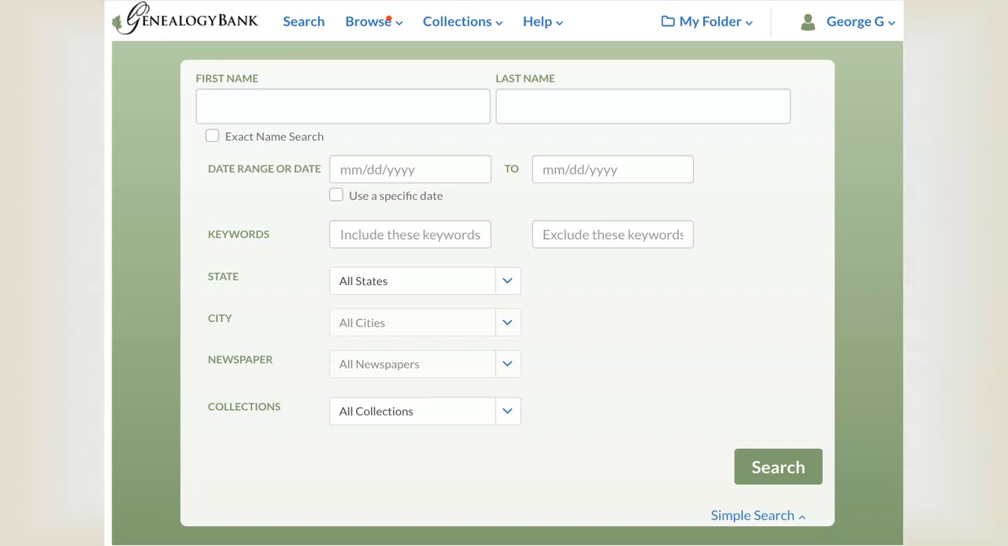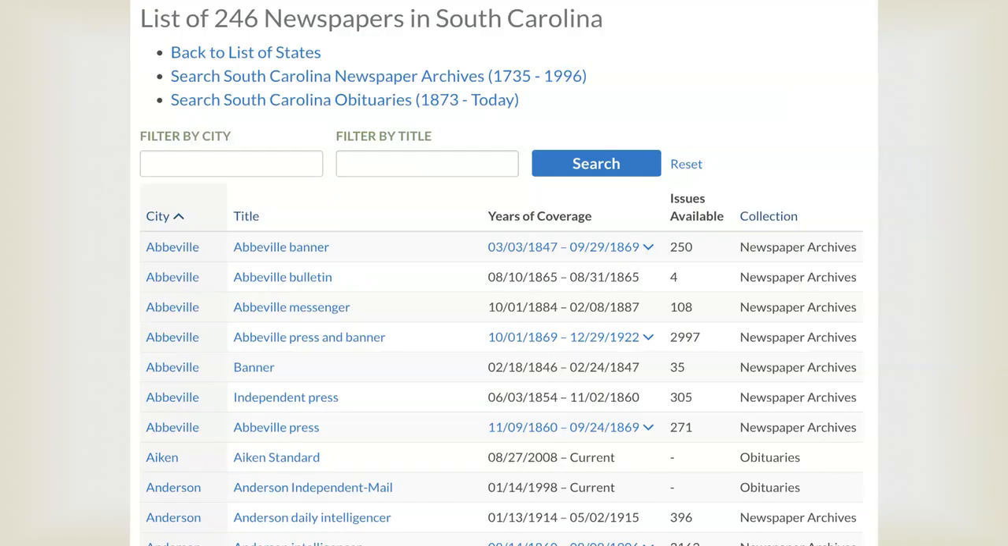Genealogy Bank is a popular subscription site for genealogists and is searchable. It's got a lot of small town newspapers, so you can do a search if you have a subscription. You can find what you're looking for, and you can also look to see what particular newspapers it might have and what time frames are covered. Very useful, particularly before you decide to subscribe.